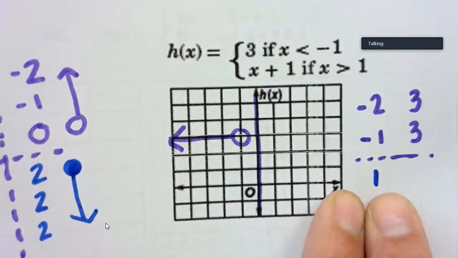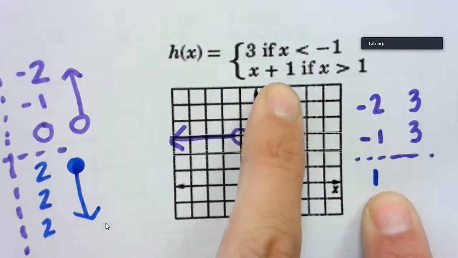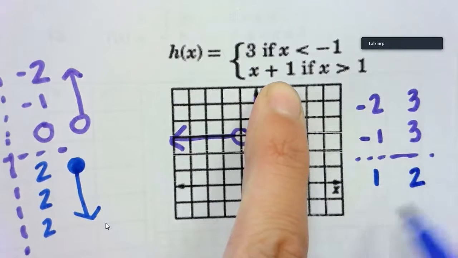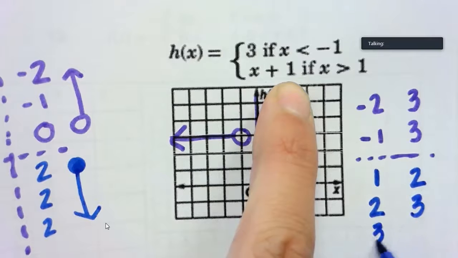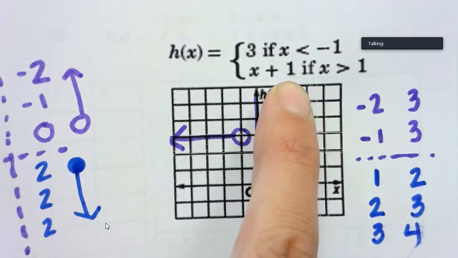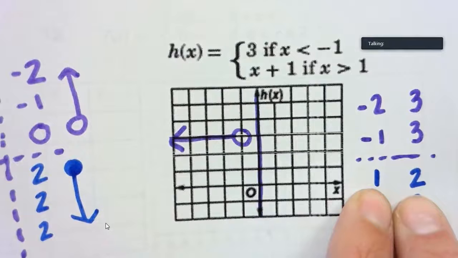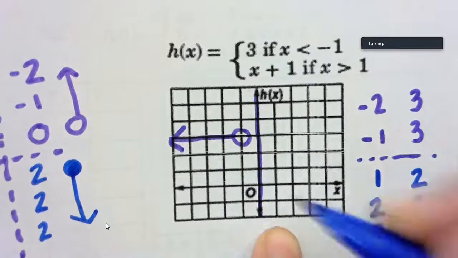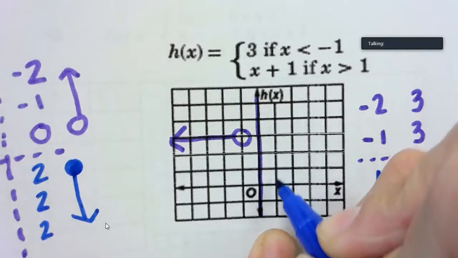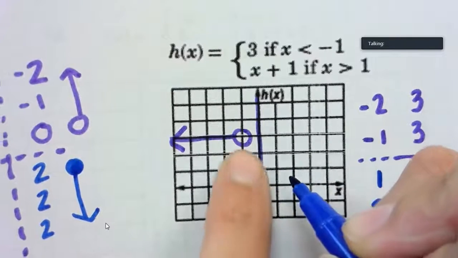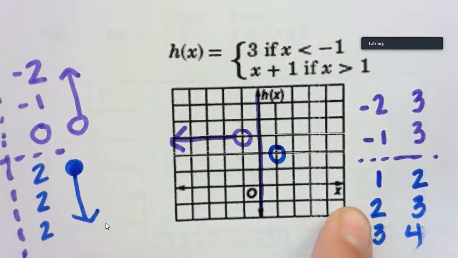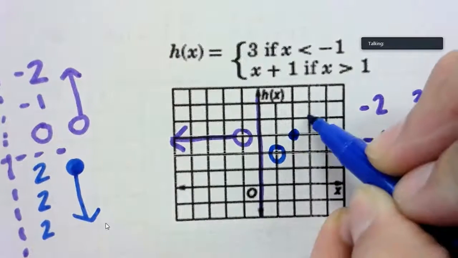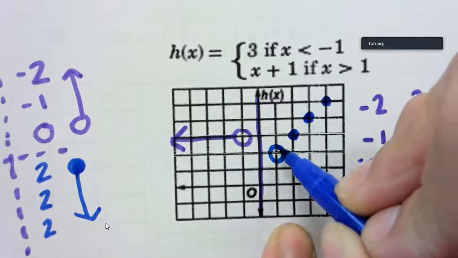Okay, and then we have x equals 1. So 1 plus 1 is 2. Good. And then you have 2. 2 plus 1 is 3. And then if you did 3, you got 4, etc. At 1, 2, is my point open or closed? Open. Oh, am I 1, 2 right now? 1, 2. Okay. 2, 3, 3, 4, etc.